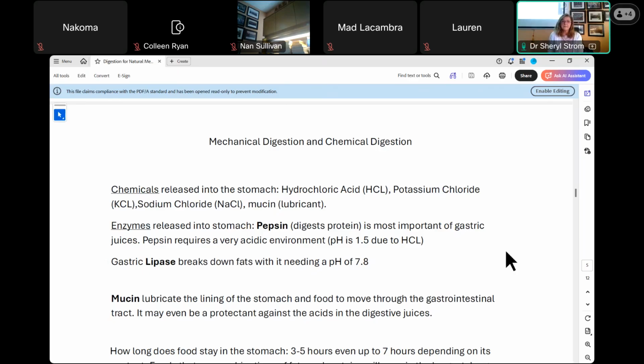The enzyme released into the stomach is pepsin, which digests protein and is the most important of the gastric juices. Pepsin requires a very acidic environment, a pH of about 1.5 due to the hydrochloric acid. Now gastric lipase breaks down fats, needing a pH of about 7.8.